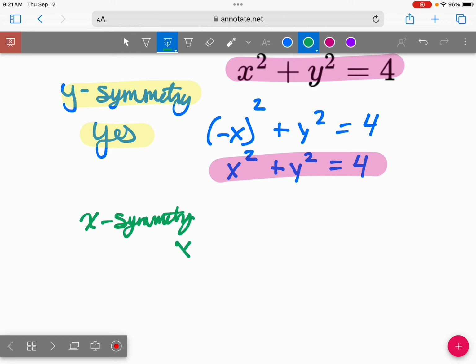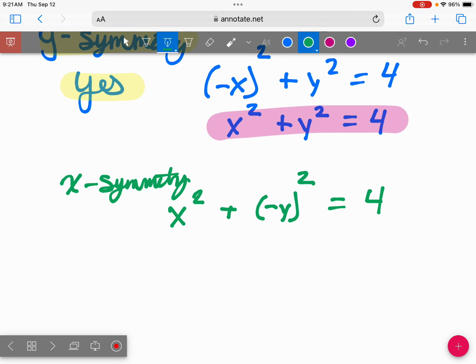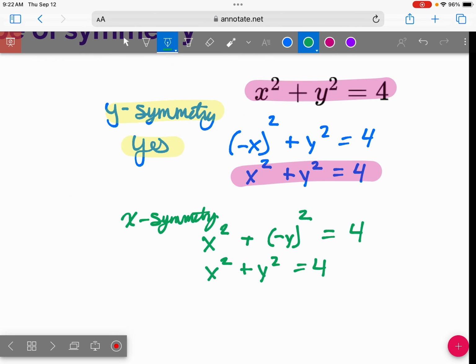That's when we're going to take our x squared plus the opposite of y squared equals 4. What happens when I square the opposite of y? Becomes a positive. So I have x squared plus y squared equals 4. So do we have x symmetry? Yes. Ooh, fancy schmancy. Because this matches that same equation. So we also have x symmetry.